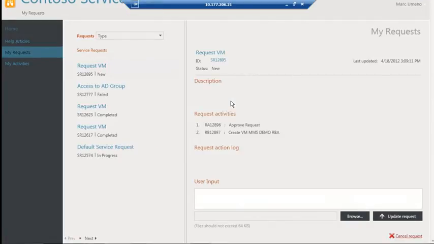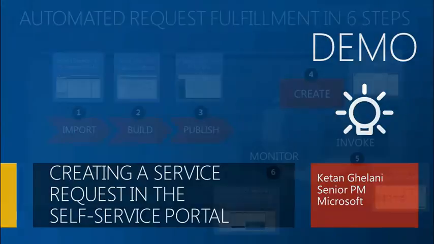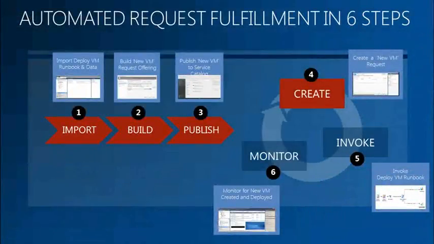As you can see, it's there. It's in new state right now, and we'll see that there are two activities in there: one is approve request and the other is create VM. There are two steps in there for the service request. Okay? With that, I'm going to go back to the slides here, and I'm going to hand over to Travis to take you through the rest of the stuff on creating the VM.